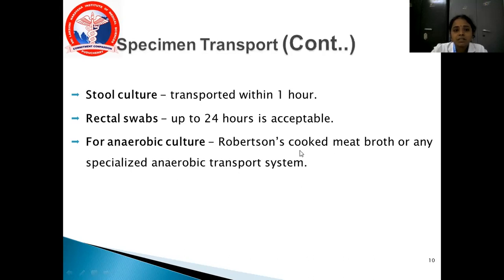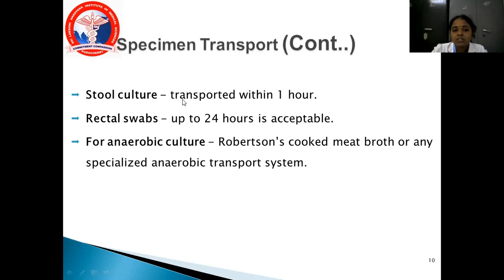Specimen transport: stool culture specimens should be transported within 1 hour. If there is a delay, you should transport the specimen in transport media. For example, Vibrio is a delicate organism, so if you are suspecting that organism and processing is delayed, you should transport it in transport media.